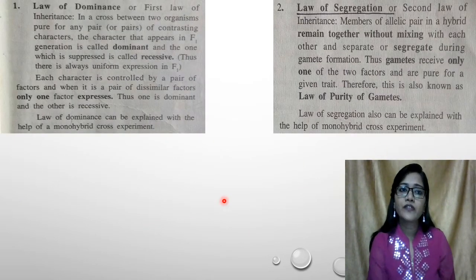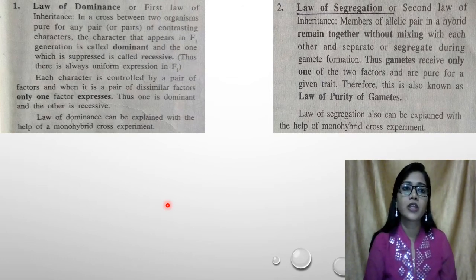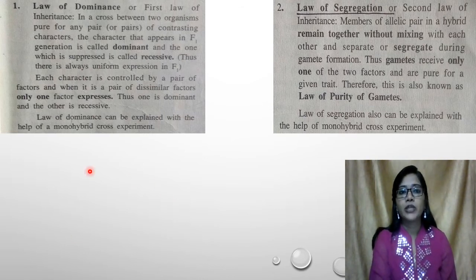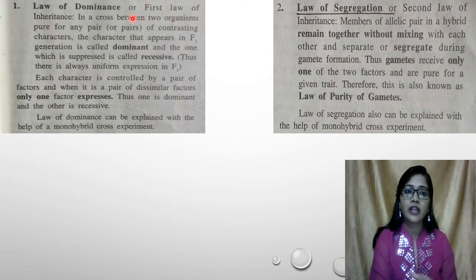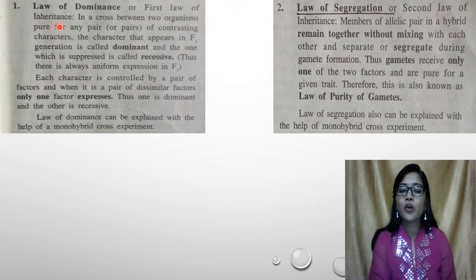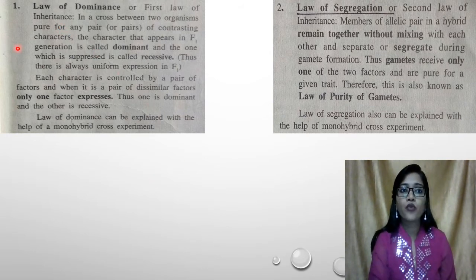So on the basis of that, he put forth and stated the 2 laws, first the law of dominance. Now try to understand this law of dominance. What is it? The first law of inheritance, which is the law of dominance, is known as the first law of inheritance. The law of dominance is expressed in a cross between 2 organisms pure for any pair of contrasting characters.